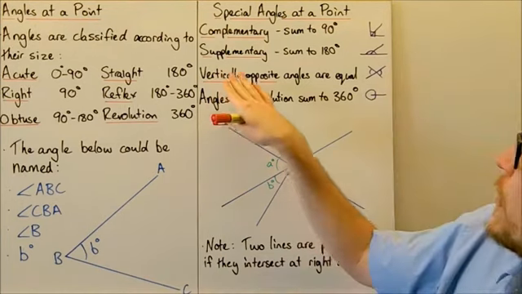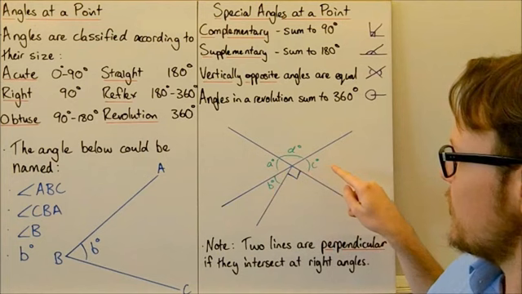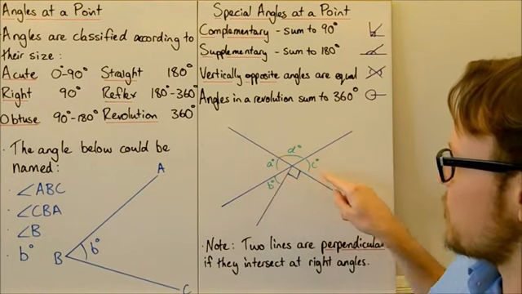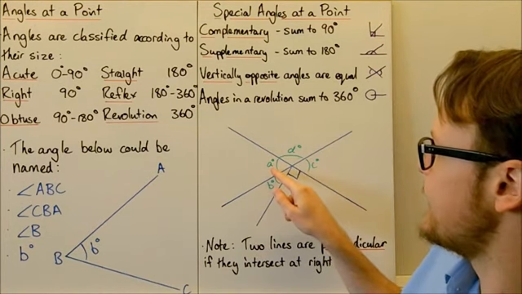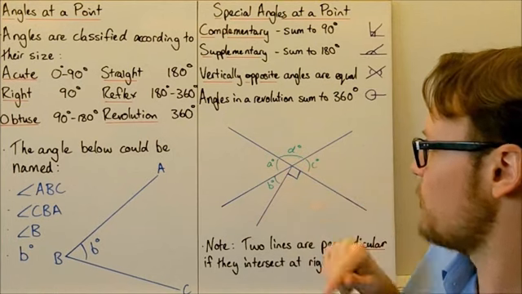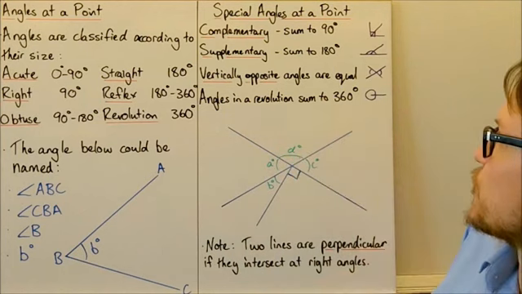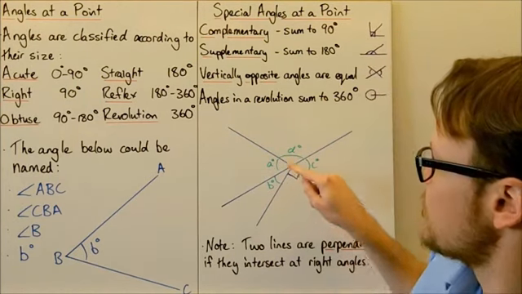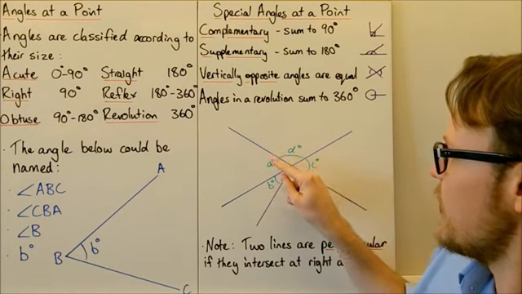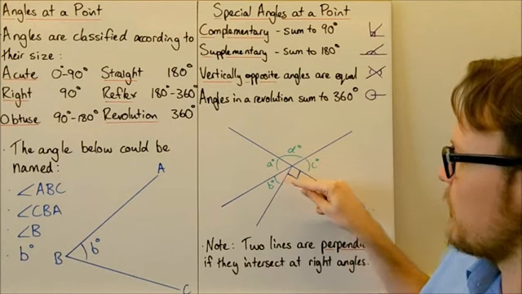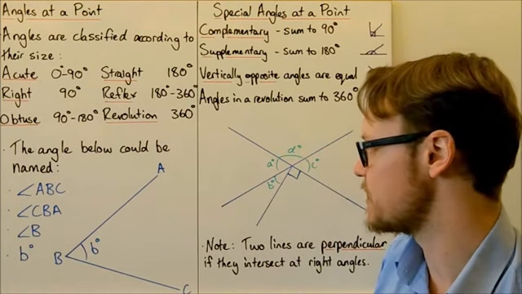We also know that vertically opposite angles are equal. So two angles that are equal in this situation are A and C. A and C are equal because we've got two lines that cross, they intersect at this point here, and because they are vertically opposite each other, we know that they must be equal. Also, angles in a revolution sum to 360 degrees. So if I was to add A plus B plus C plus D plus 90, because it's one revolution all the way around, adding all of those angles together would get 360 degrees.